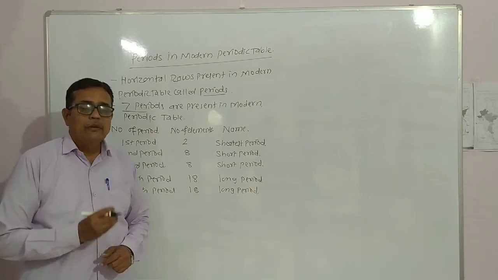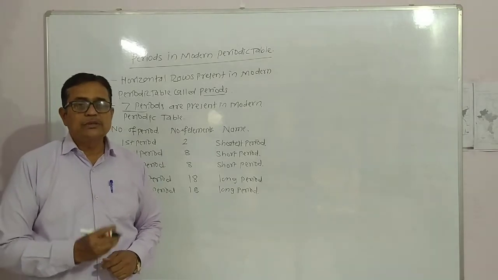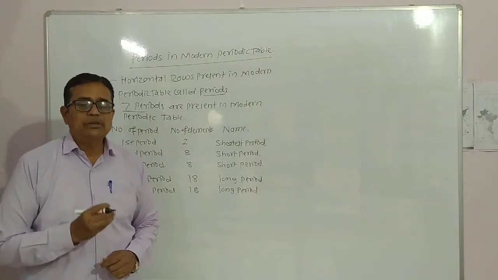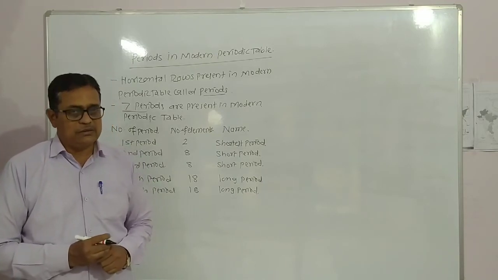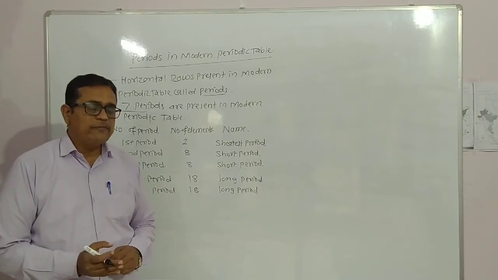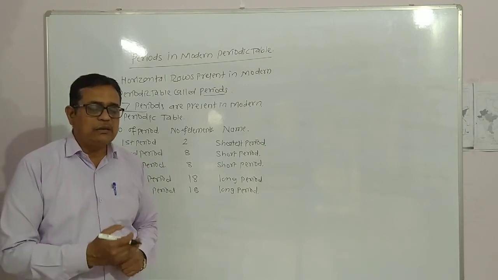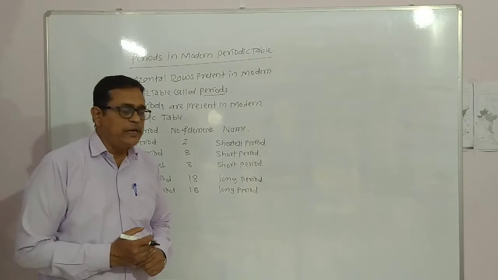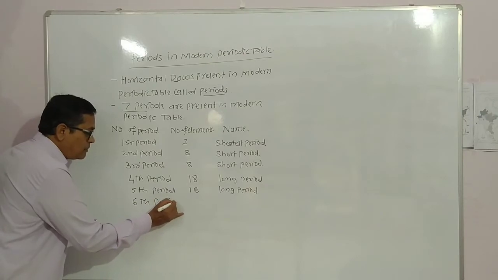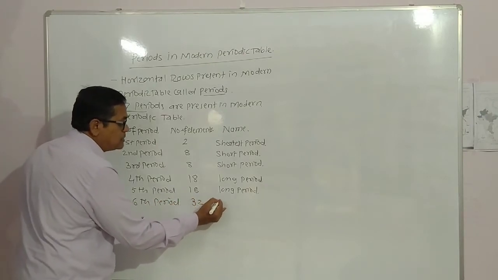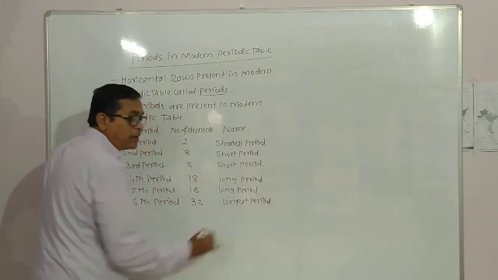But period number 6 is the longest period of the modern periodic table. It consists of 32 elements, because at the bottom of the modern periodic table there are 2 series, the lanthanide series and the actinide series. The lanthanide series is a part of the 6th period, hence it consists of 32 elements in total, and it is called the longest period in the modern periodic table.